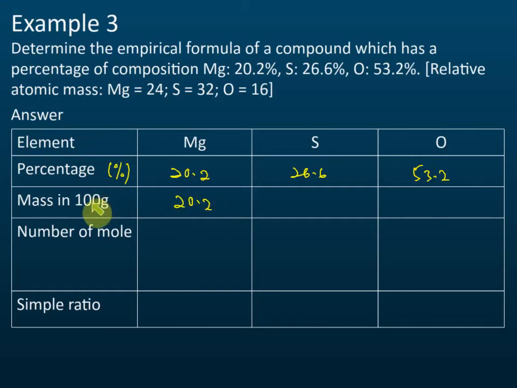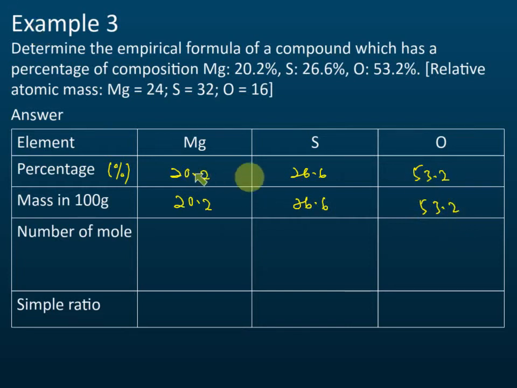20.2 gram. But if you don't like 100 gram, let's say you say I like 150 gram. Can I use 150 gram? Yes, you can use 150 gram. Okay, but then that's harder for the calculations. But if you take the mass as 100 gram, then it's easier for the calculations. Straight away, 20.2%, 20.2 gram. 26.6%, 26.6 gram. Okay? This one is 53.2 gram.